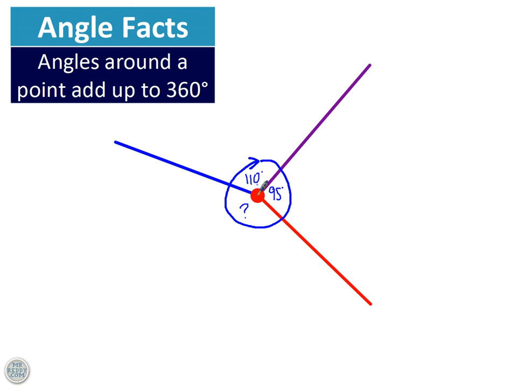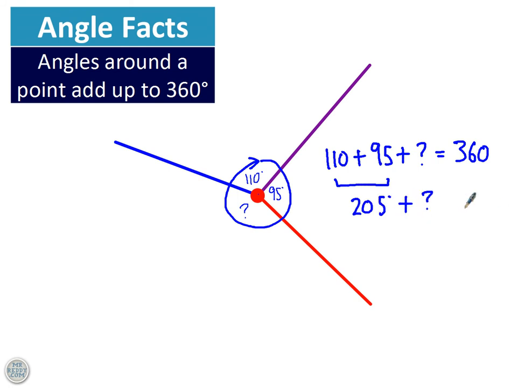Okay, so you're telling me that around this point they have to add up to 360. And I know 2 of them, but there's one that I don't know. Okay, I'm onto something here. I reckon if I did 110 plus 95 plus this one that I don't know, I'd get 360. Okay, we'll add those 2 together and you get 205 degrees. Add the missing one, it's 360.